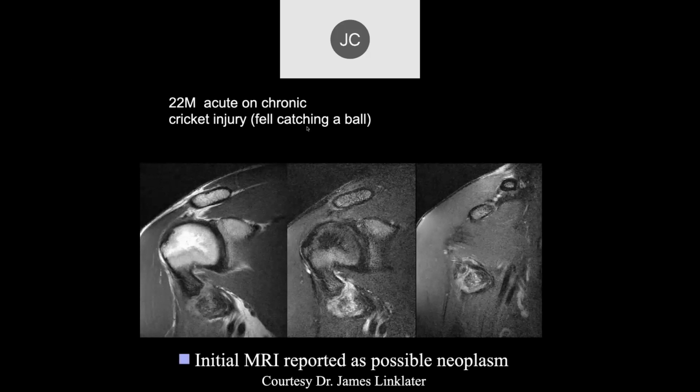Okay, let's start over here this time. Greg, what do you think? So we have coronal view. Sorry. 22-year-old male, acute on chronic cricket injury, fell catching a ball.